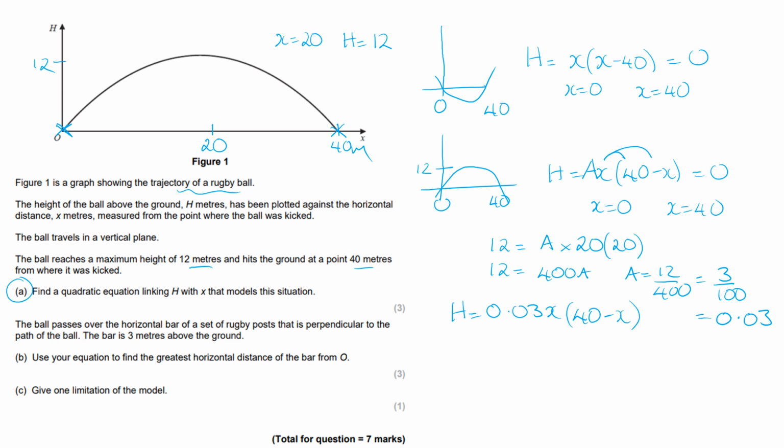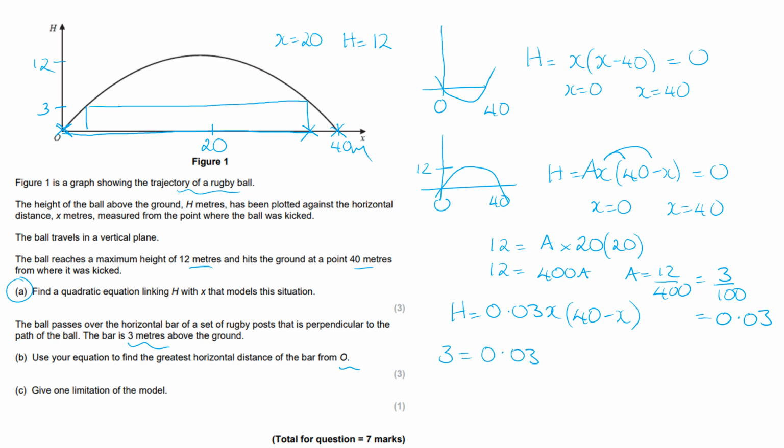In part B, the ball passes over a horizontal bar perpendicular to the path of the ball. The bar is 3 meters above the ground, so that's about here. So we've got our posts 3 meters above the ground. Use the equation to find the greatest horizontal distance of the bar from O, from the origin. So the greatest horizontal distance is going to be here. So what we need to do is set our quadratic equation equal to 3.